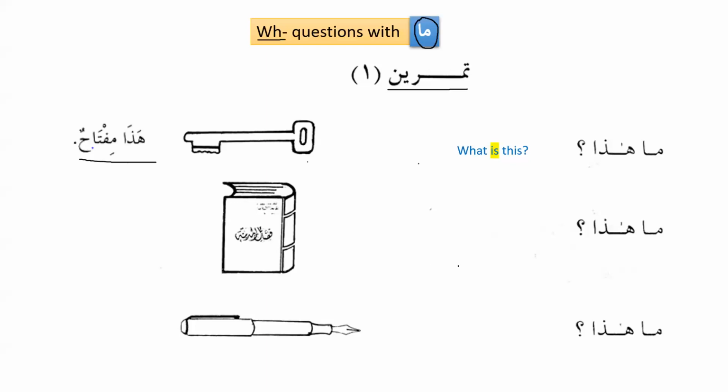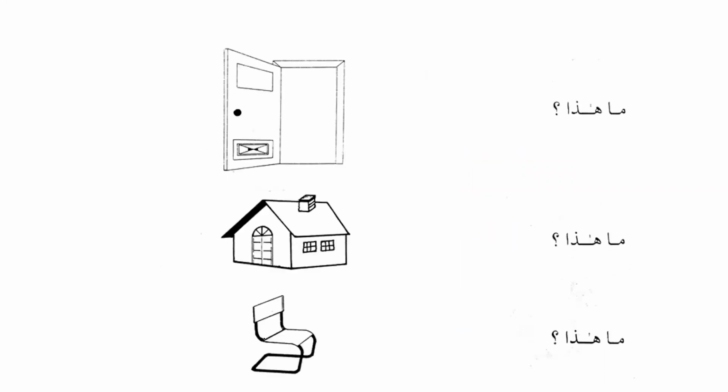Okay. And then we can see ma hādhā. What is this? Hādhā kitābun. Excellent. This is the book. Ma hādhā? What is this? Hādhā qalamun. This is a pen. Excellent. Very good. So that's the exercise. Ma hādhā? What is this? Hādhā babun. This is a door.